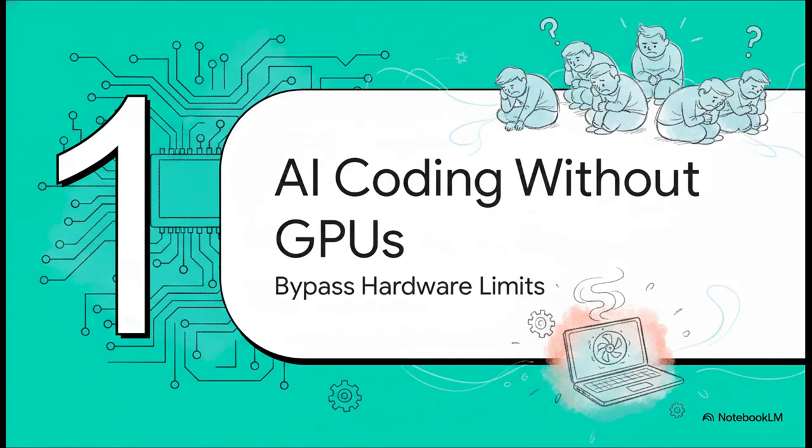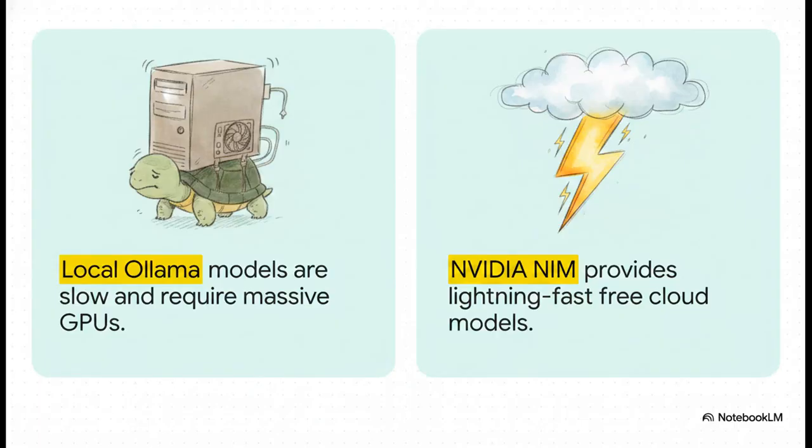Section 1. AI coding without GPUs, bypassing hardware limits. So the old way, that meant running local Llama models, and honestly, unless you had a top-tier, massive GPU, it was painfully slow, like really only good for tiny tasks. Real coding was just next to impossible. But the new way, we are tapping into lightning-fast, totally free NVIDIA NIM models running directly in the cloud. It's like getting the speed and reasoning power of a supercomputer without actually having to buy one.